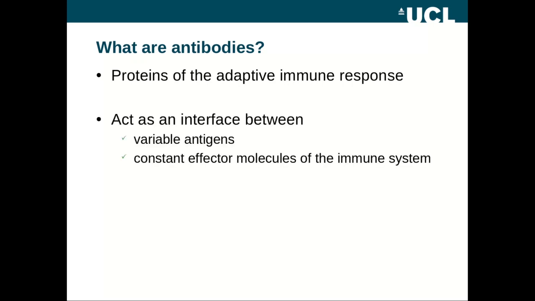They're proteins of the adaptive immune response. They act as an interface between the huge amount of variability of antigens, in other words, the molecules that are expressed on things like bacteria and viruses that invade the body, and the constant effector molecules of the immune system. In other words, the proteins that are responsible for allowing the immune system to kill those invading bacteria or viruses.